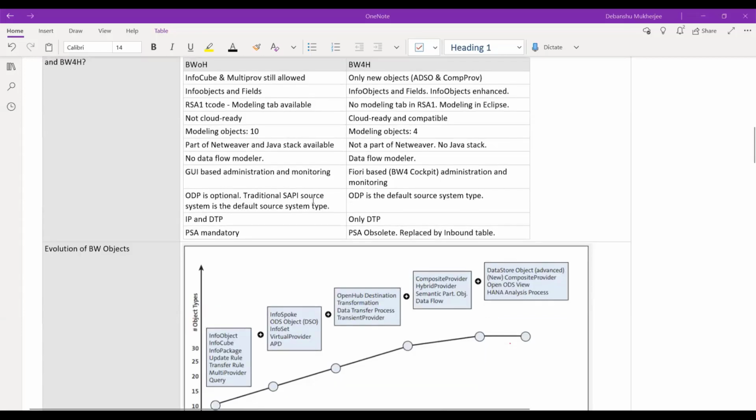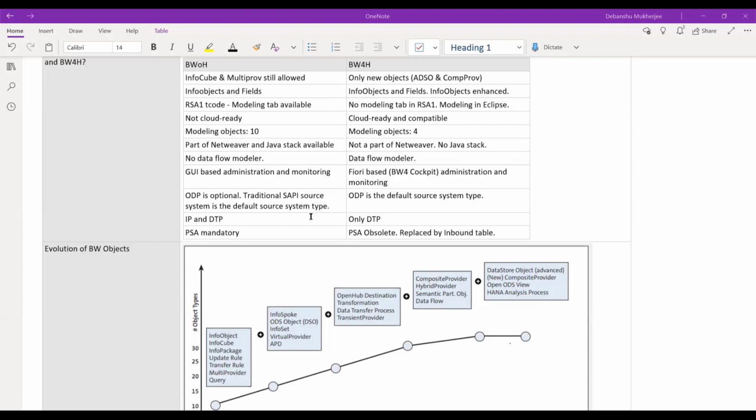Next is very important again, ODP, Operational Data Provisioning, is a new type of source system. It is optional in BW on HANA. Okay, in BW on HANA, we still use the SAPI based connection, RFC connection for the data sources. But ODP is the default and the only source system type available for the SAP extractors. Even for CDS views, ODP is the default and recommended source system type. So this is a big change. Source system type has changed in BW4HANA.